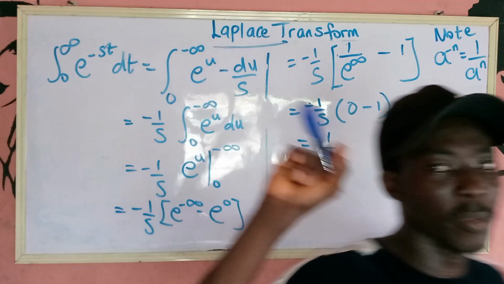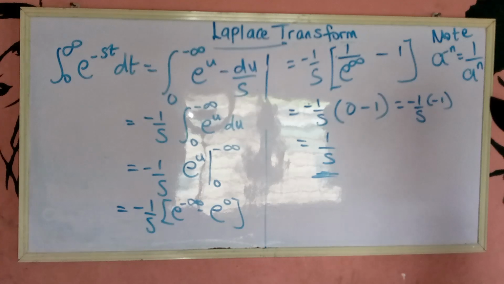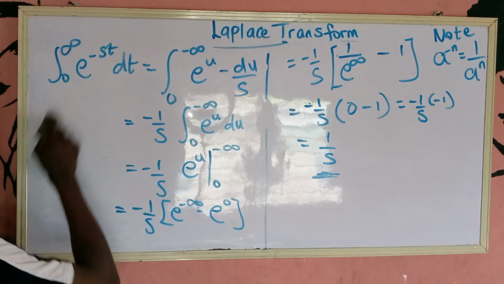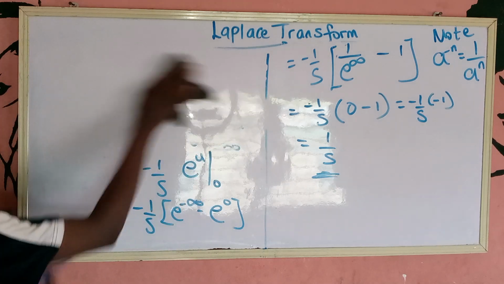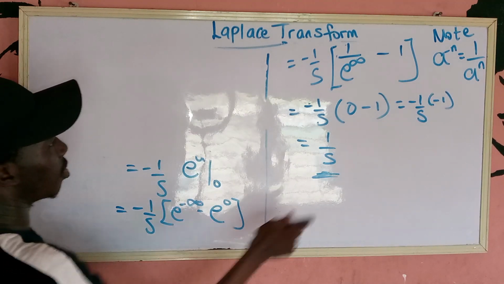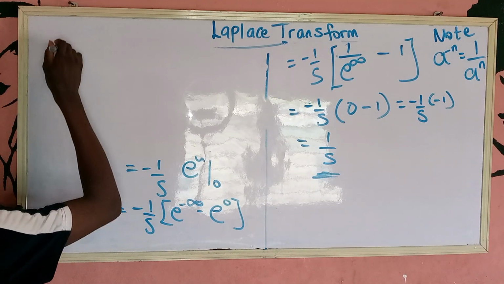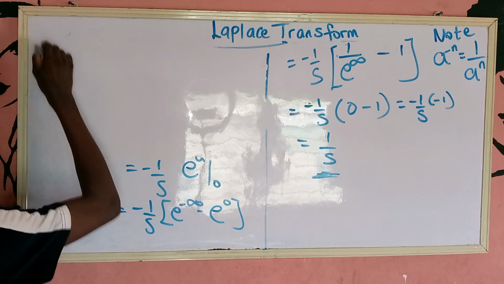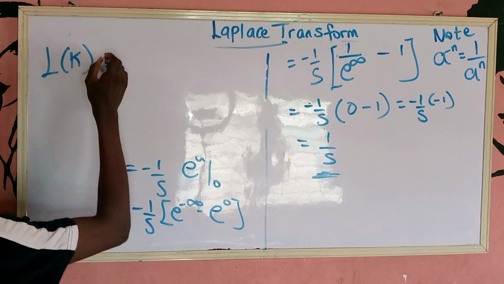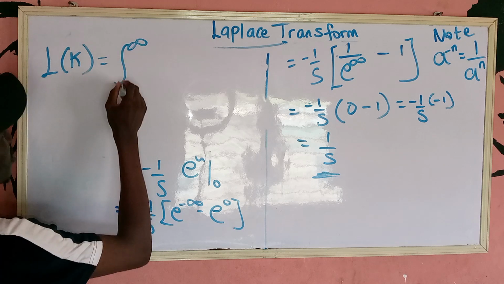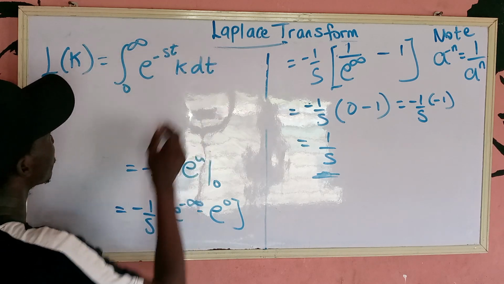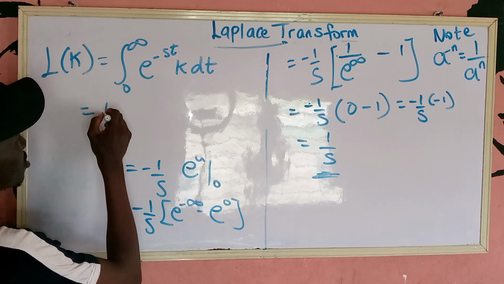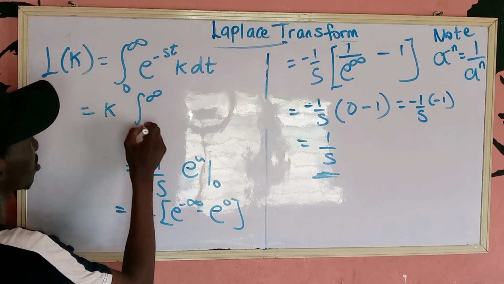But we have to go back to the main question which was asked already. Going back to the question, the question was actually the Laplace of a constant, which is the integral of e raised to power minus st times k dt, which equals this.